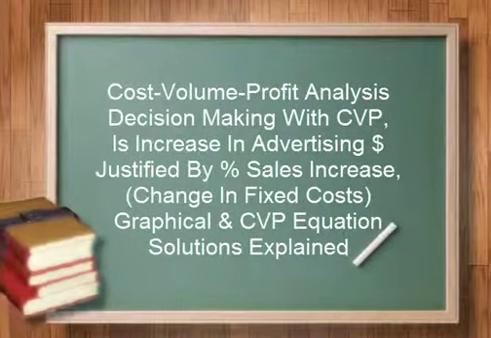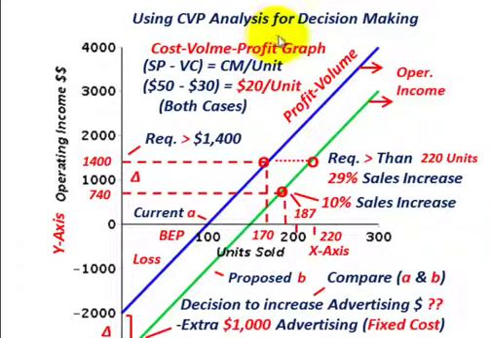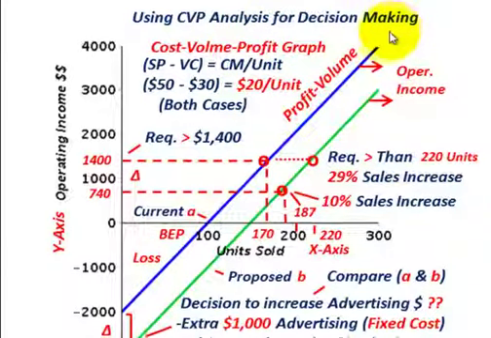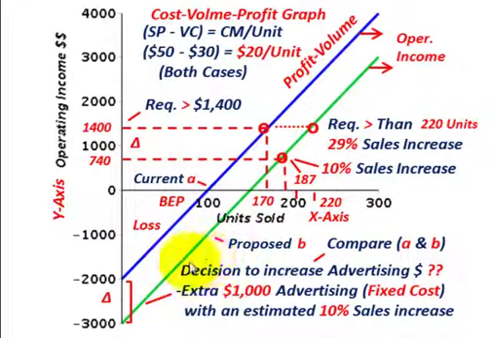What we're going to be going over here is how we'd use cost, volume, profit analysis in decision making. So for our example, this is what we're going to be looking at. We're going to have to make a decision here on increasing our advertising dollars on a certain product. Currently, we're selling this product. We have a certain number of units that we're selling, and we're generating a certain operating income based on those units sold.